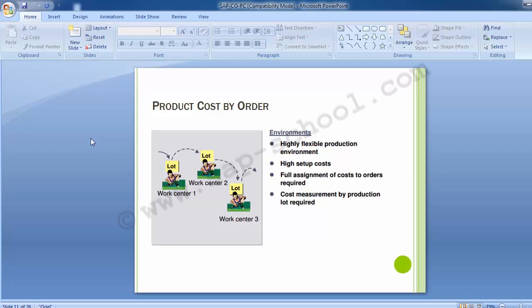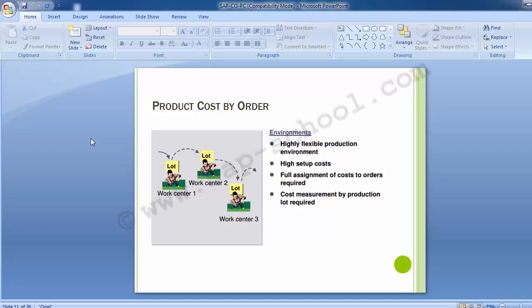In product cost by order, in this particular component, the manufacturing orders are used as the cost objects. The cost updated on the manufacturing orders is usually analyzed and settled by lot. This means that in most cases, variances are not determined until the entire quantity to be manufactured has been received into inventory.